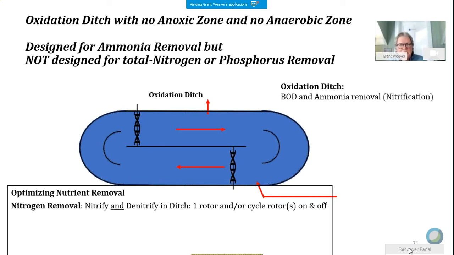And we're going to do that one of two ways, or maybe even a combination of the two. We're going to run with one of the two rotors so that we have a strongly aerobic side and a strongly anoxic side, and/or we're going to cycle that one rotor on and off. Or if we're running with both rotors, run both rotors on and off, so that instead of having, spatially throughout the tank, a strong air zone and a low air zone, we're going to have the whole tank go strongly aerobic, and then the whole tank go strongly anoxic.